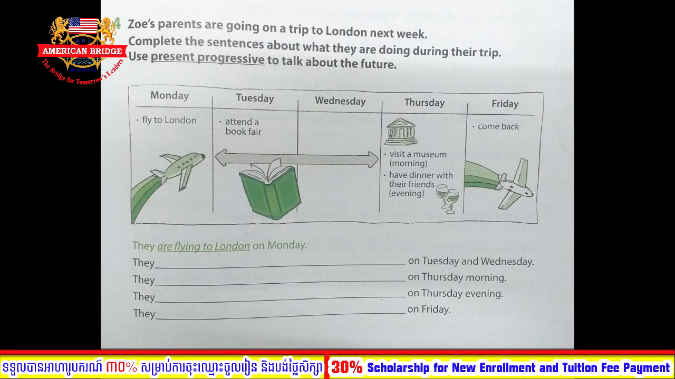Okay, so you have each word. On Tuesday and Wednesday, they attend a book fair. On Thursday, visit the museum in the morning, and then in the evening have dinner with friends. And on Friday, come back. So use all the words in the boxes to complete the sentences below. All right. Okay, so that was easy. It was not difficult. Okay.